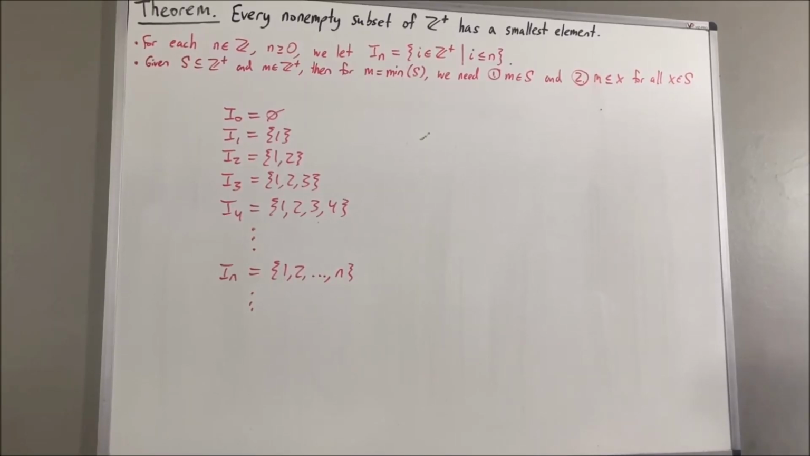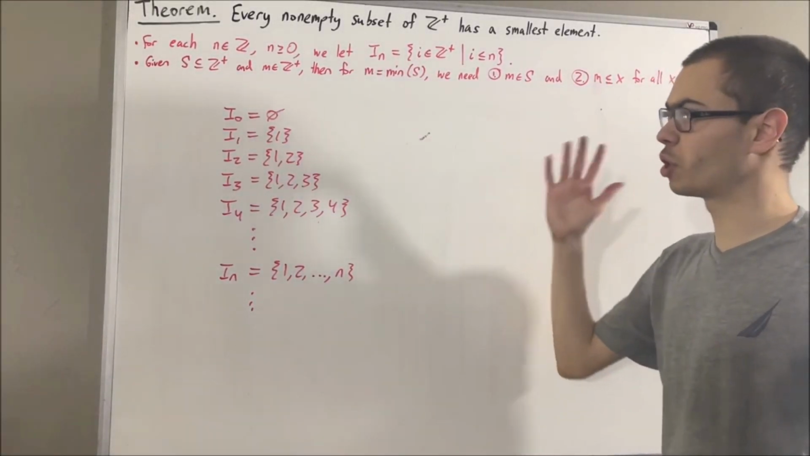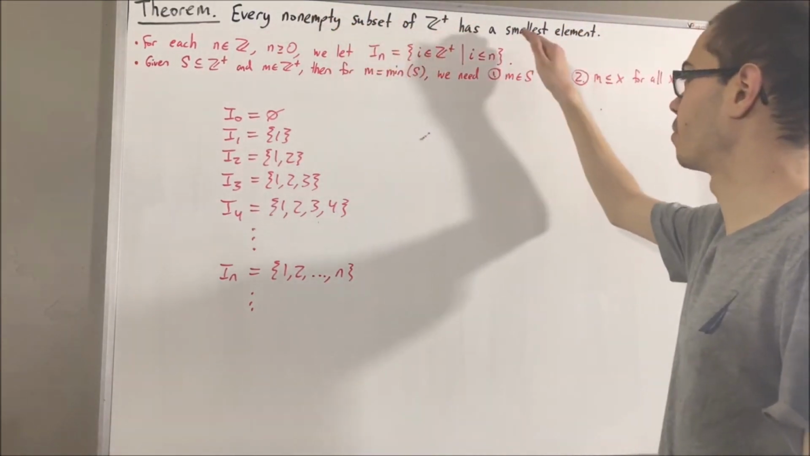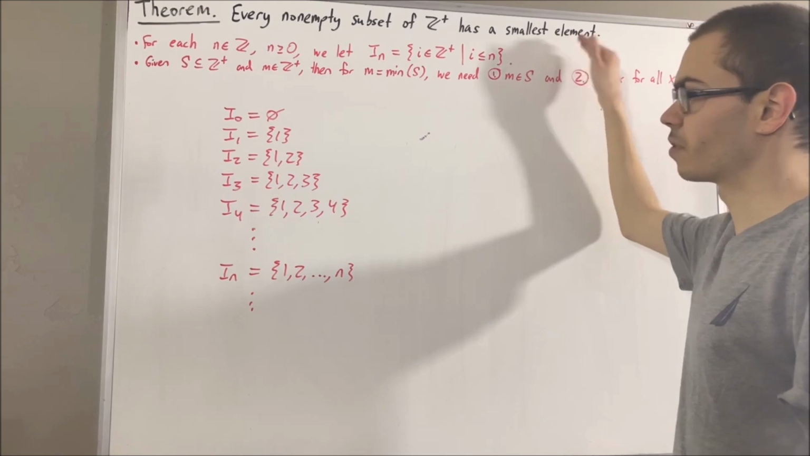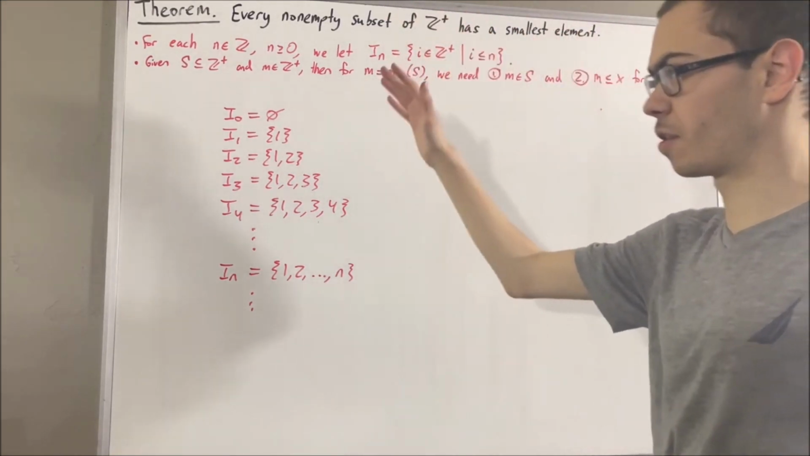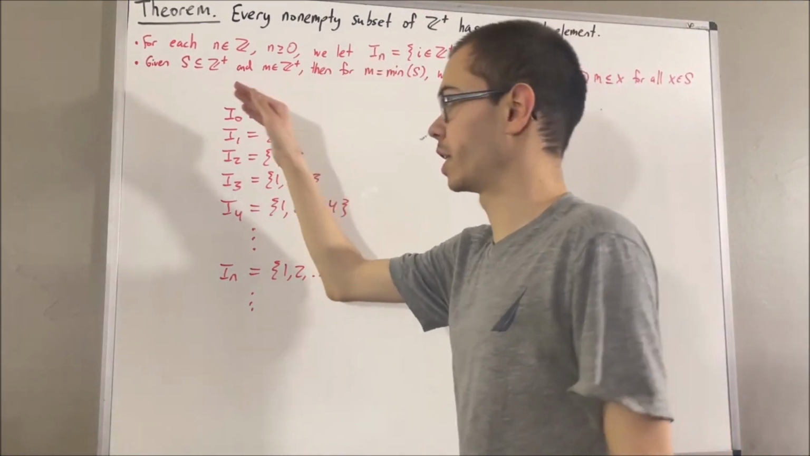Hello! In this video, we are going to prove the following theorem. Every non-empty subset of positive integers has a smallest element. Now, this fact is often referred to as the well-ordering principle. And in proving this theorem, we are going to be using the following notation.